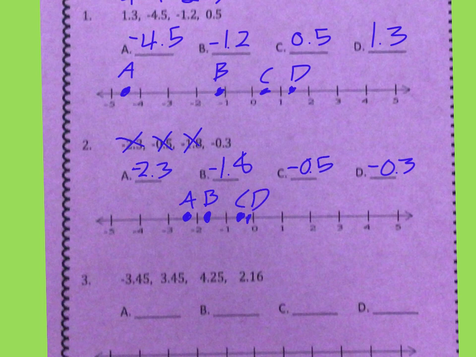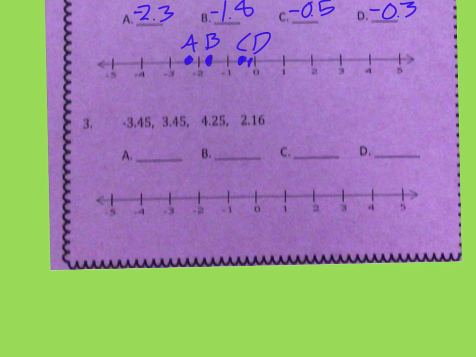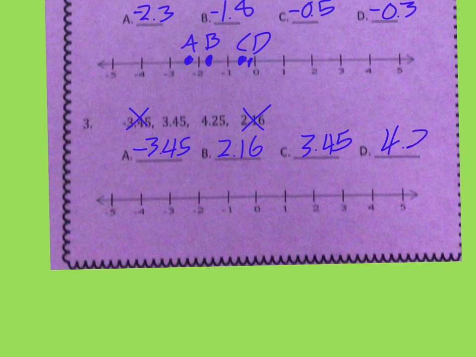All right, let's take a look at the next one. So what one do I run into first? I run into this one first, so negative 3 and 45/100ths. Then I'm going to run into 2 and 1/16 next. Then I'm going to run into 3 and 45/100ths, and then 4 and 1/4 is what that is. So we come to negative 3 and 45/100ths, just almost a half.